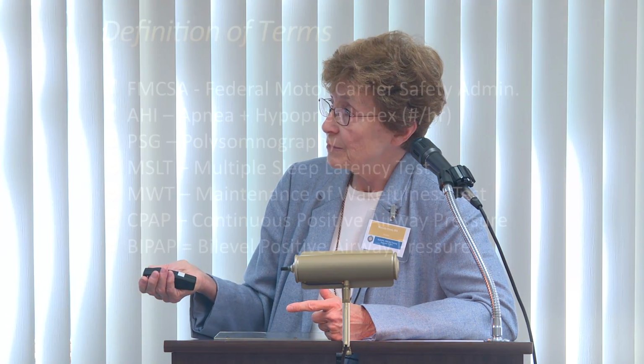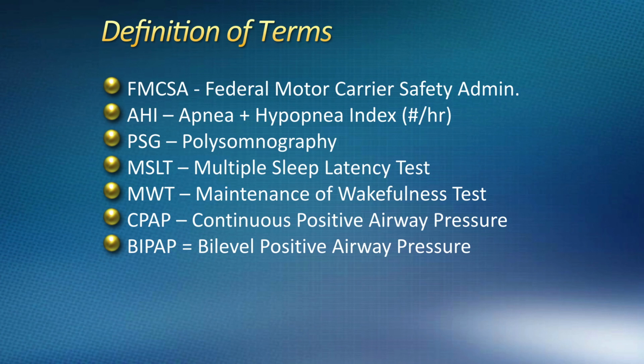So we're going to change gears now. We're going to talk more about sleep disorders. Some of the terminology that I'm going to use, you're familiar with some of these, of course. AHI stands for apnea plus hypopnea index. This is the main number that's looked at in terms of grading normal, mild, moderate, and severe sleep apnea.